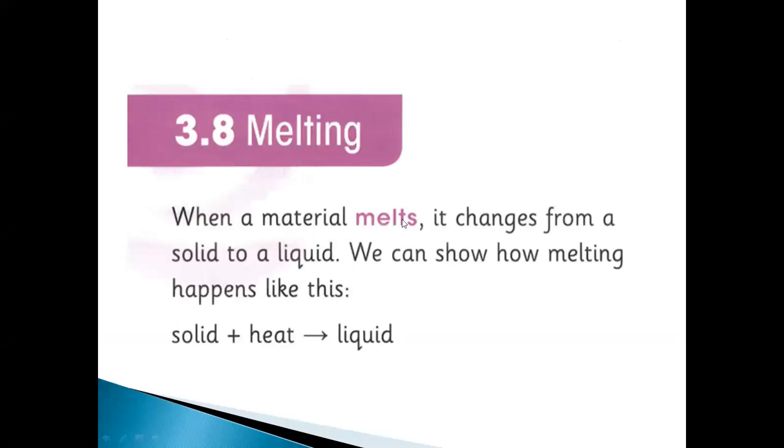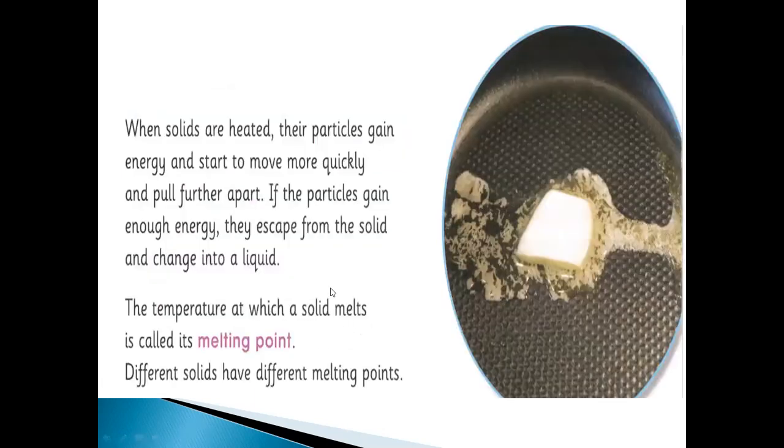When a material melts, it changes from a solid to a liquid. In the last lessons, 3.7 and 3.6, we talked about boiling, liquid changing into gas. Here in this chapter, melting is from solid to liquid. We can show how melting happens like this: solid plus heat changes into liquid. If we put a solid thing on a heated place or on the stove, it changes into liquid.